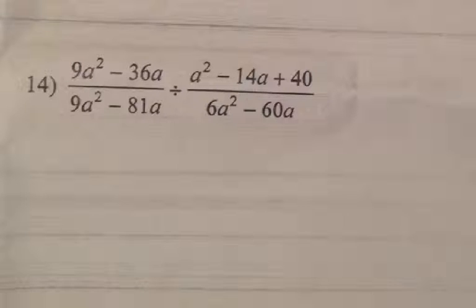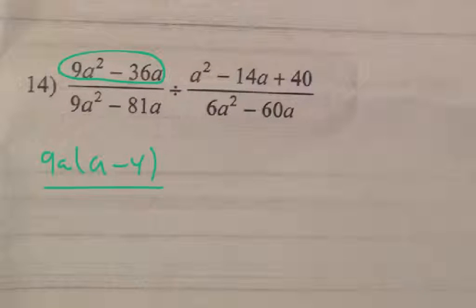Okay, take a look at problem 14 here. First question for you is, what again should you do first? What do you always do first with these? That's right, you factor, right? So go ahead and pause the video and factor it. Okay, so let's see what you got. Hopefully you recognize that as simply 9a times a minus 4. Again, I did a GCF there. Hopefully you recognize the denominator as another 9a, this time times a minus 9.